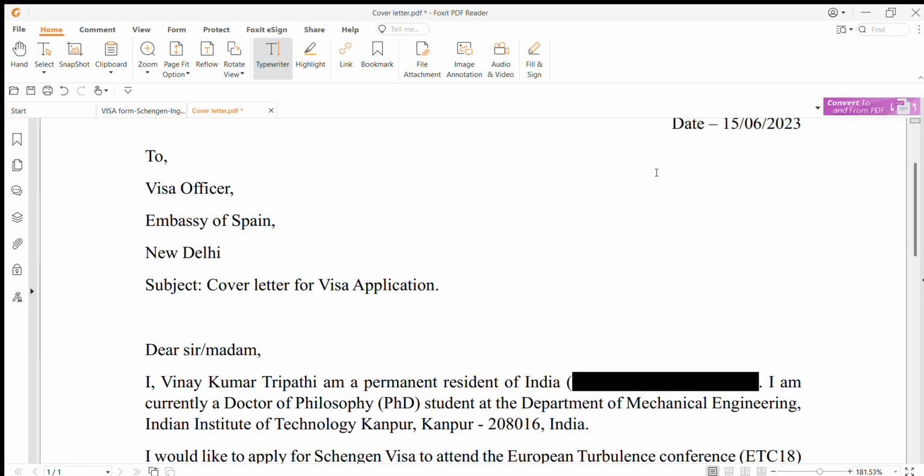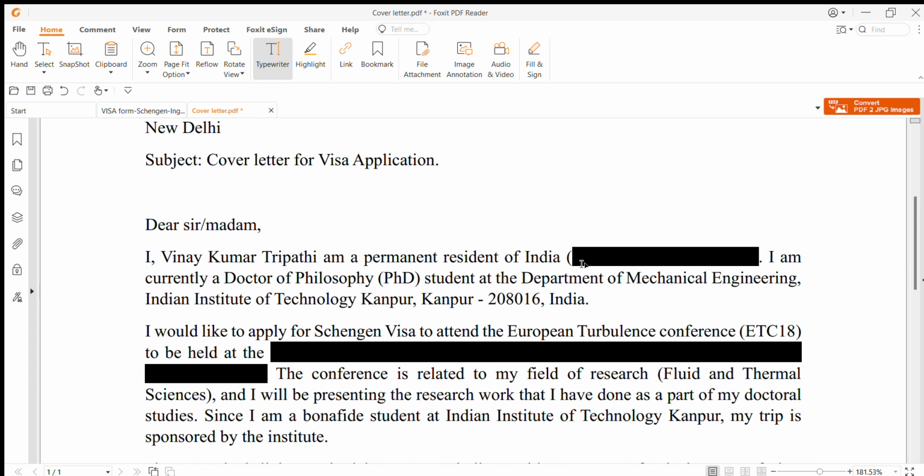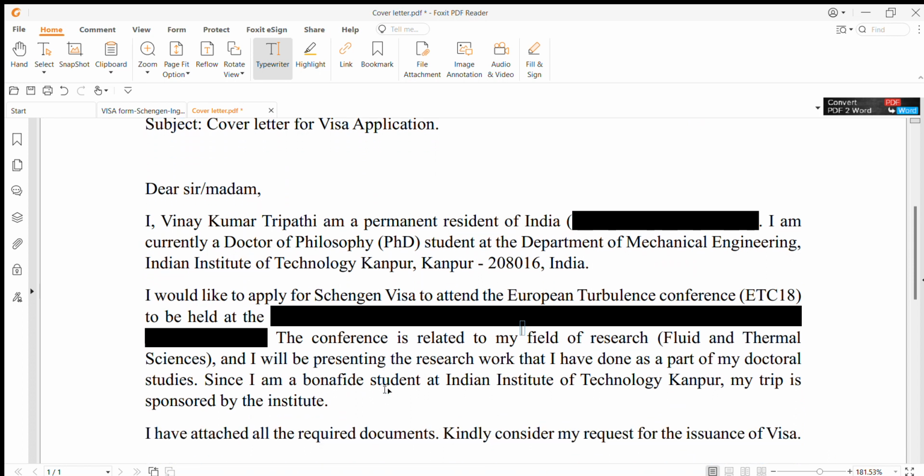Let me just show you my cover letter. This is just the introduction, date, and then here, permanent resident of India. The first blank portion is my passport number. You can just put it in brackets. Then I plan to visit the European Turbulence Conference to be held at the university, with the date, the duration for which you want to visit, and the location. The conference is related to my field.